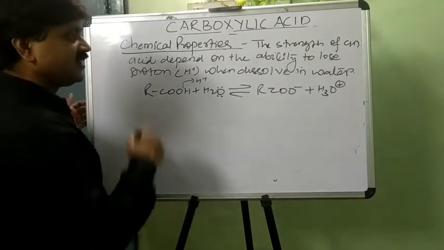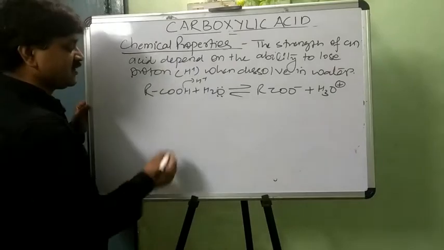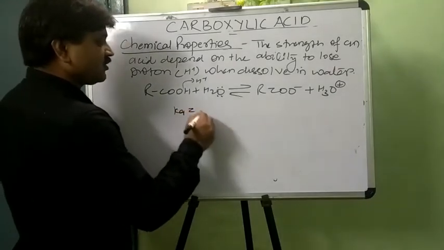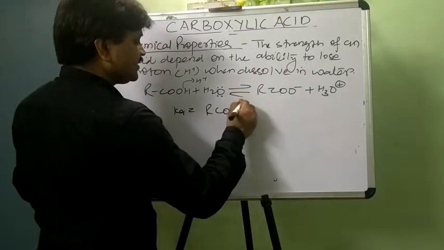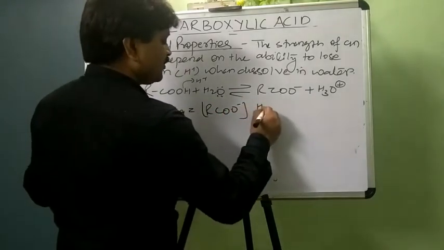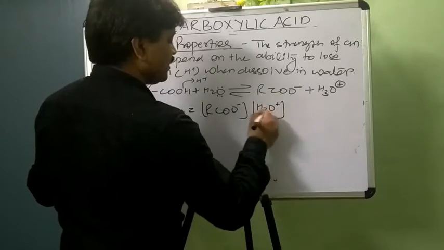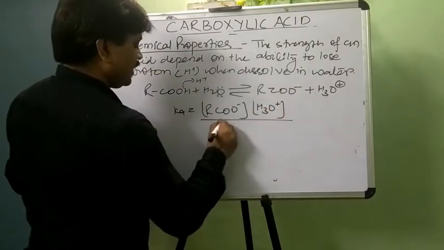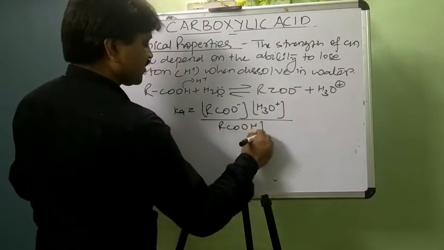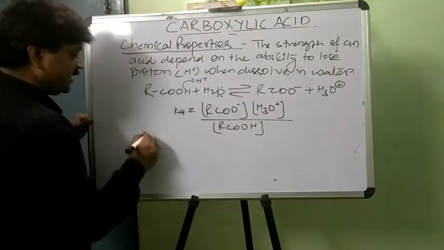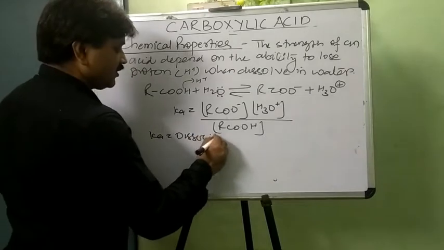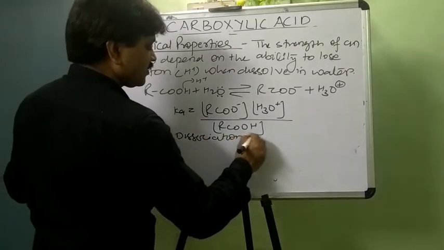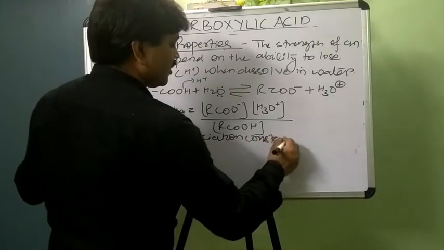So what would be the dissociation constant of this equation? This is Ka is equal to product upon reactant: RCOO minus and hydronium ion H3O plus upon RCOOH. So here Ka is equal to the dissociation constant of the acid.